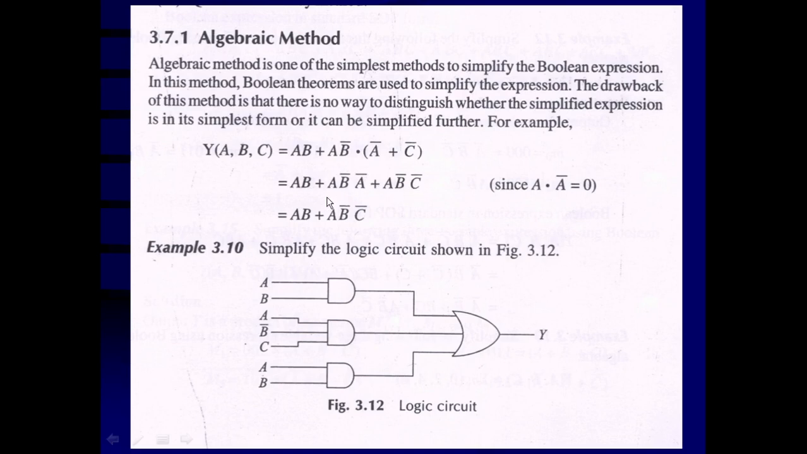And we know that any variable ANDed with its complement results in 0: A dot A bar is equal to 0. So the middle term is 0 and drops out, and the expression is equal to AB plus AB bar C bar. If you consider the logic circuit corresponding to this equation, it will be like this. One of the inputs is going to be A and B for the AND gate.